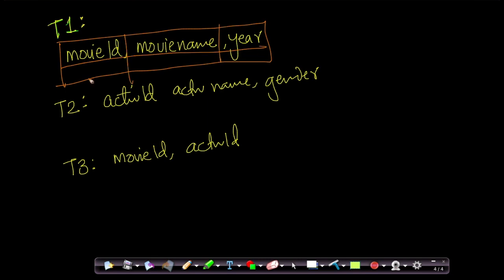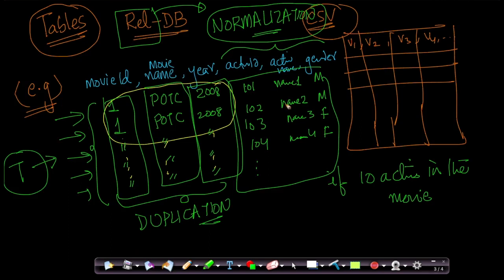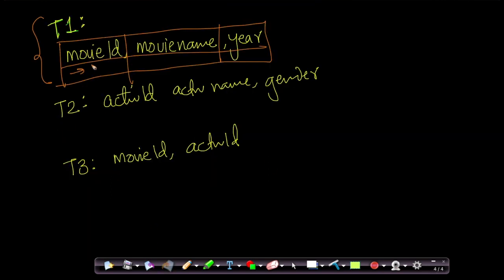Now let's look at this table. For each movie, only one row will be present in this table. So we are no more going to duplicate this data. And each movie name can be uniquely identified. Each of these rows can be uniquely identified using this movie ID in this table. Now my second table is my actor ID.